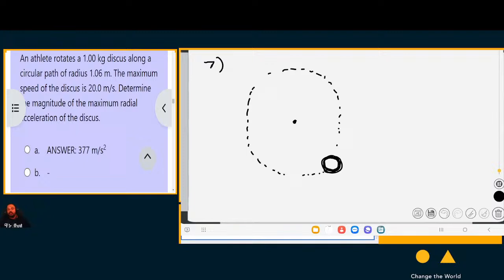Now, an athlete rotates this 1 kilogram discus. So the mass of this discus, m, is 1 kilogram. And the radius of the circular path, so the distance from the center of the circle to the center of the discus, is equal to r. That radius is equal to 1.06 meters. Now the maximum speed of the discus is 20 meters per second. So v equals 20 meters per second.